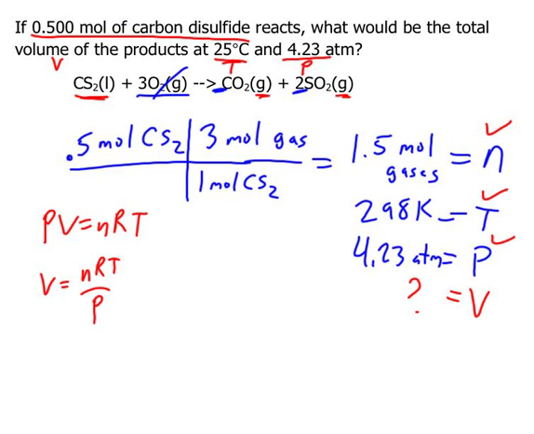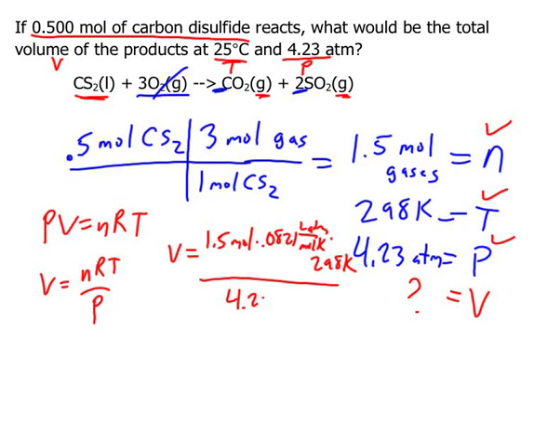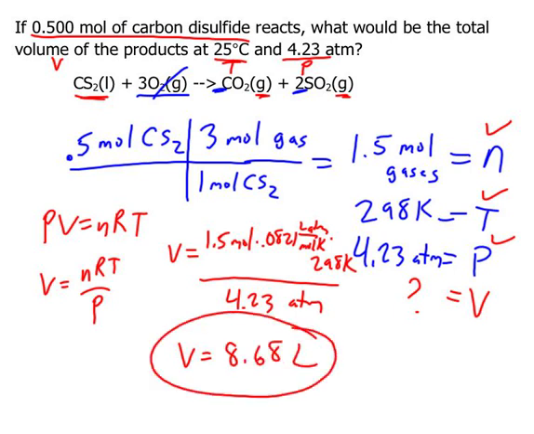Let's plug in. So our volume is going to be 1.5 moles times 0.0821 liter atmospheres over mole kelvins. You should have this memorized shortly. You don't need to, but you probably will have it memorized, times 298 Kelvin, all divided by the pressure of 4.23 atmospheres. So 1.5 times 0.0821 times 298 divided by 4.23. I get my answer is 8.68 liters is how much space this will take up.